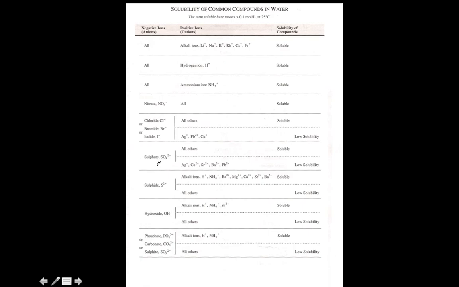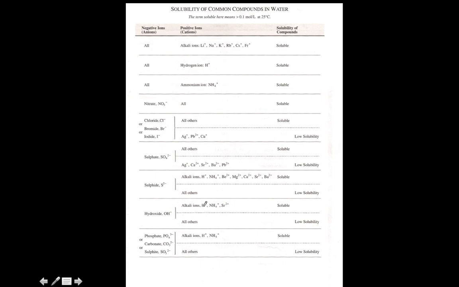You can see with sulfates, only these 5 ions will precipitate out with it, making a solid. So it's soluble with most positive ions, just these 5. And with sulfide, we sort of flip, we go alkali ions. You got to remember, alkali ions include all of them. They list them here, but down here they just write alkali ions. So it's soluble with those, but most cations, it will be low solubility with.